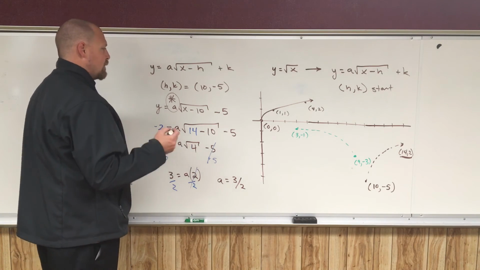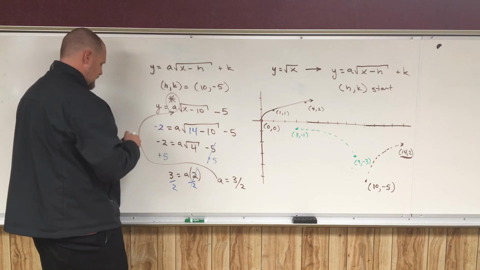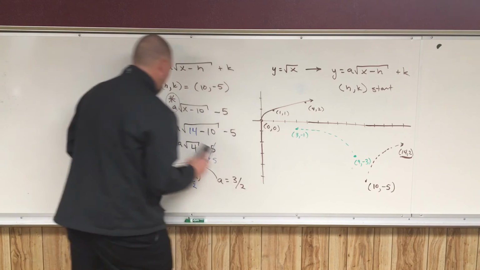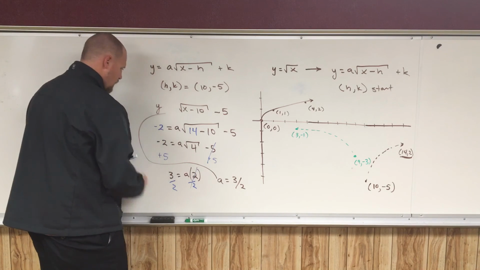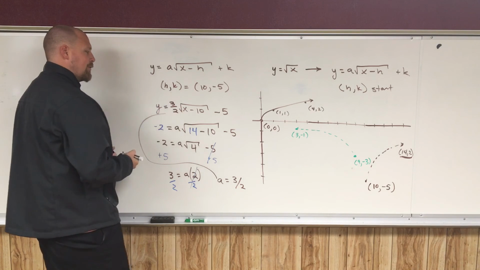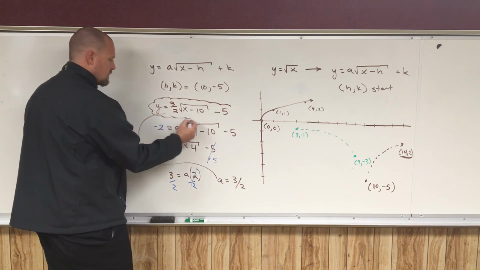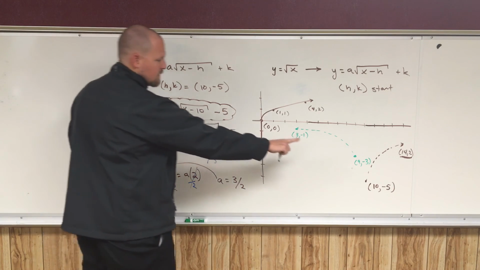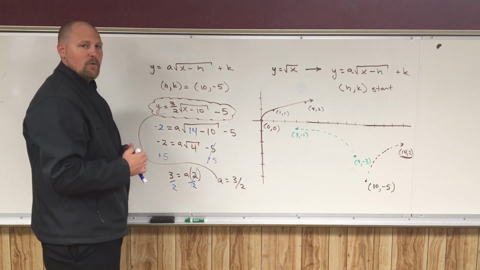So for my final function, we're going to take this a value and put it right back in here. My final equation is going to be y equals 3 over 2 times the square root of x minus 10 minus 5. This function models this brown dotted line from 10, negative 5 all the way through 14, 2.